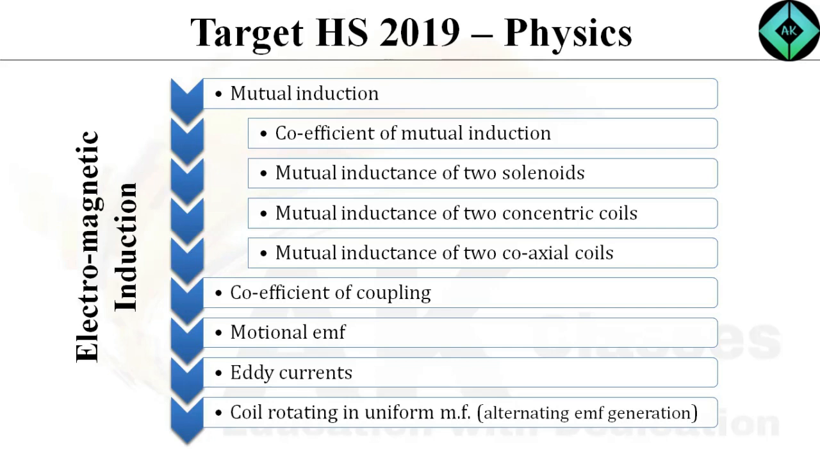This topic is actually a bridge taking you to the unit alternating current. This topic will be again studied in the chapter AC under the heading AC generator. Derivation of expression for induced EMF when a coil is rotating in a uniform magnetic field is an important 3 marks question. So that's all about this unit.